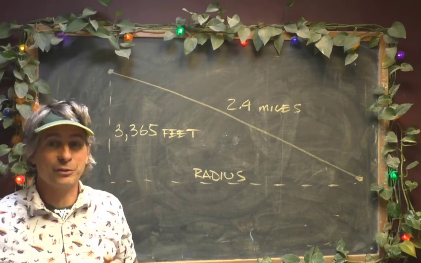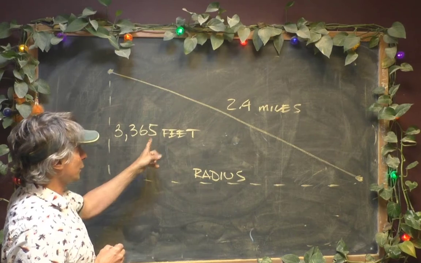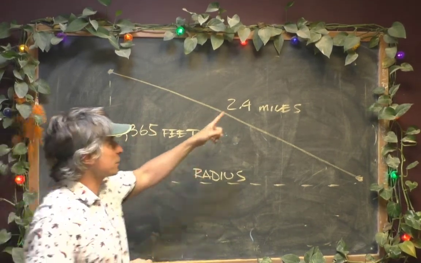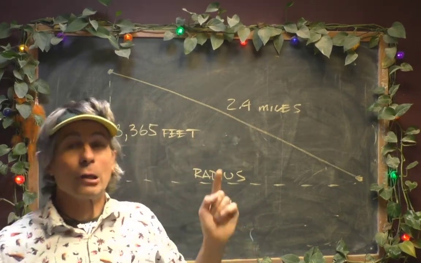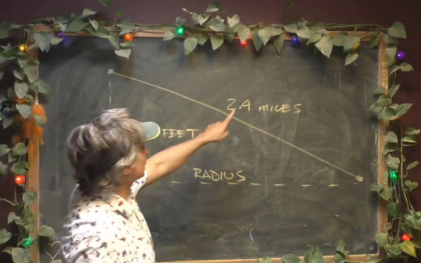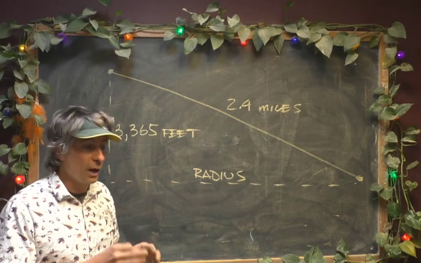So I think what we're going to have to do now, first thing, is convert one of these units to the other unit. And I believe, if I may suggest, we should convert that one to feet, because eventually we want to get this thing in cubic feet, which means we should start with feet and not miles. So I think we're going to start by converting 2.4 miles into a number of feet.